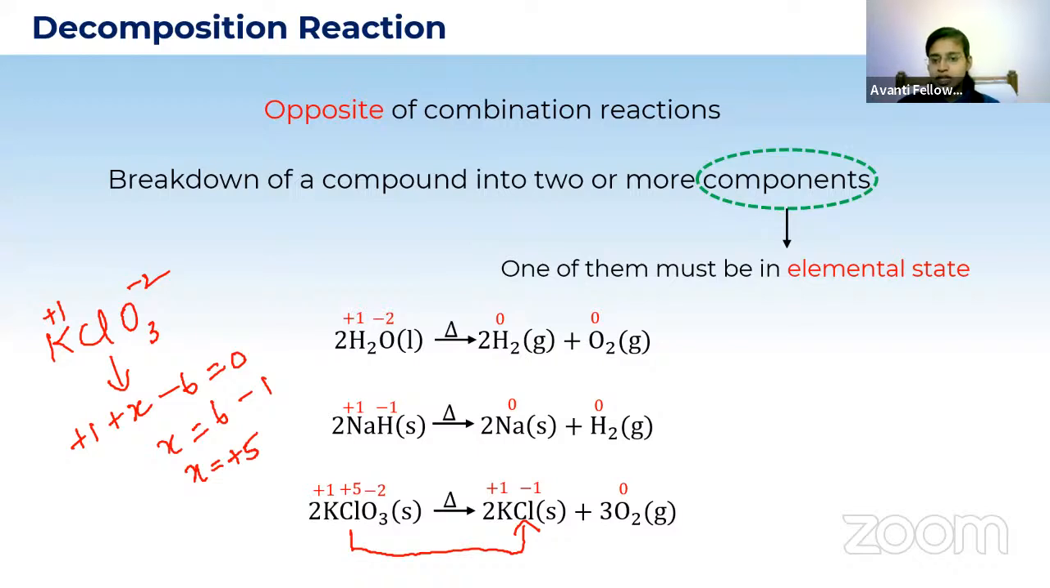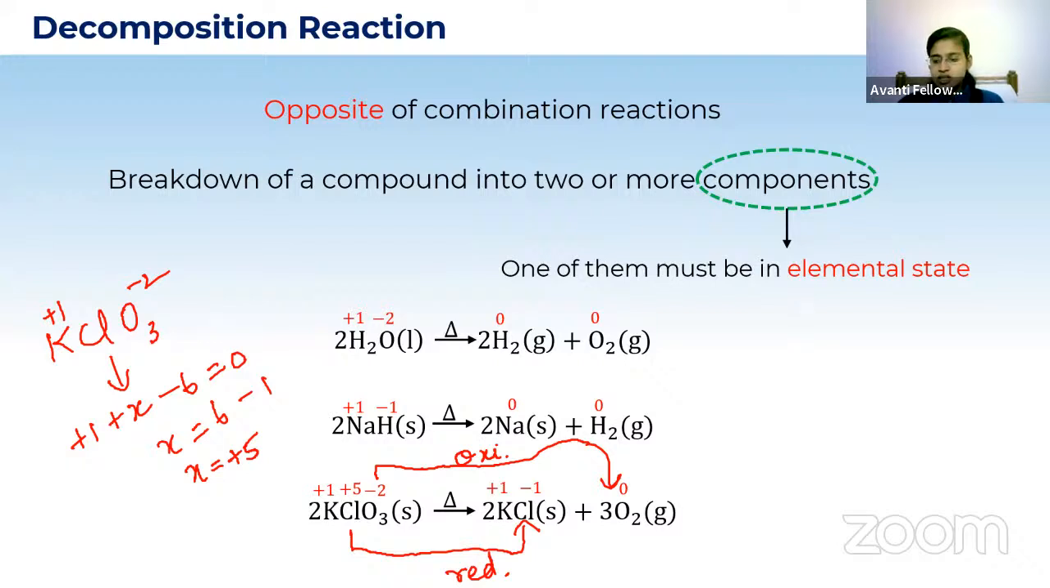Plus 5 to minus 1. Very good. It is a reduction. Very good, students. It is reduction. Now, oxygen is moving from minus 2 to 0. So it is oxidation. So it is an example for redox reaction.